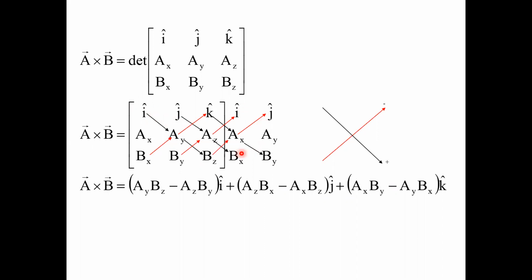Then multiply downward along the diagonals: i times AY times BZ, and that is positive. Also j times AZ BX. And then you do the opposite, multiplication upward, so BX, AY, k. And then rearrange the terms, and you will see that it results in the same relation as before.